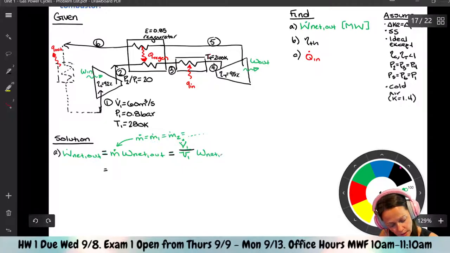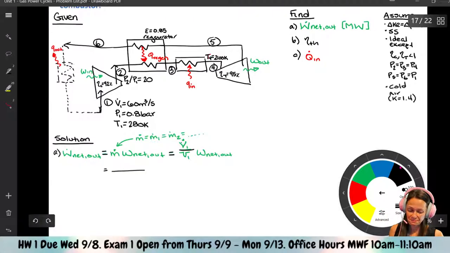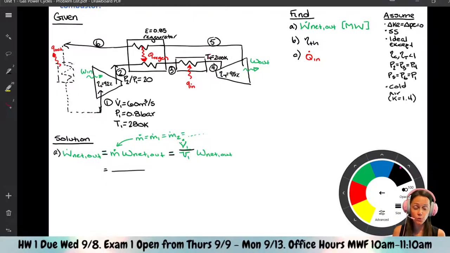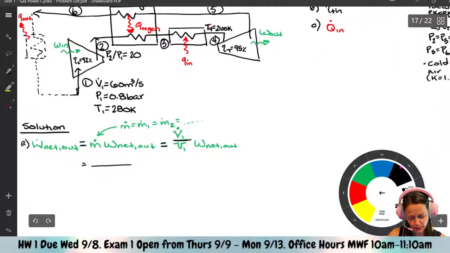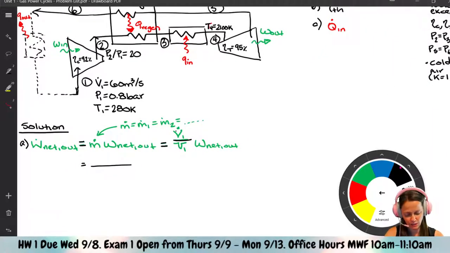I don't actually know what that specific volume is. However, I do have enough information to solve for it because it's an ideal cold air standard. One of the assumptions that we make with cold air standard assumptions is that your working fluid is air and it behaves as an ideal gas. So you can always use the ideal gas law. It's always your friend, as long as you have enough information there. And we do at state one.